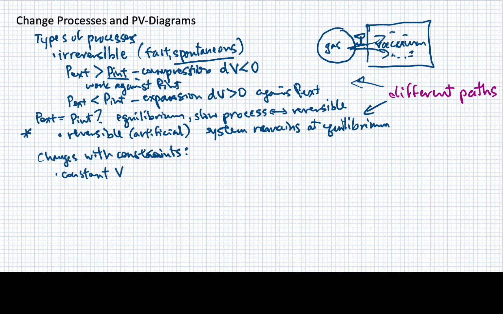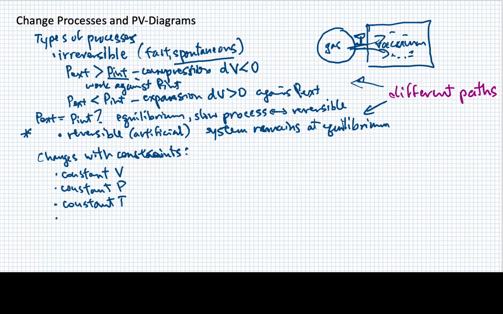All right, now I'm going to go through the different things we can hold constant, and then I'll tell you what they're called. Another thing that we could have done is we could have a process that has a constant pressure or a constant temperature. All right, these are also constraints that we could impose upon a change process.